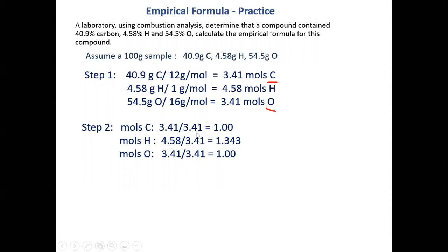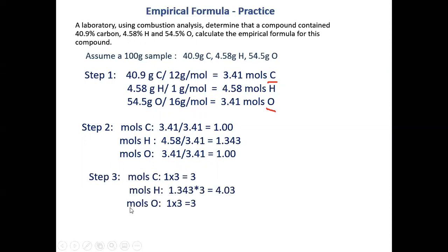So again, we divide by the smallest number of moles. It gives us this ratio here. So we're going to multiply everything by 3 to give us whole numbers. Now you see 1.343 times 3 is approximately 4. It's 4.03, but you can round it to 4. So now we have the whole numbers.